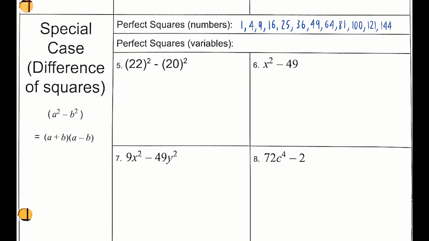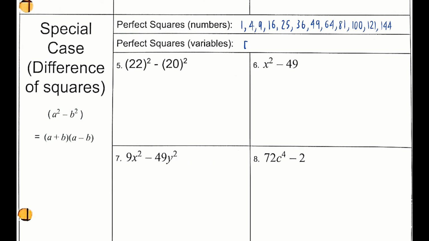We'll just stop right there for a couple of reasons. I'm running out of space. Secondly, most of the time our numbers stay pretty small. If they're bigger than this, what I would recommend is use your calculator to check to see if it's a perfect square. But don't forget, you can also have perfect squares that are variables.